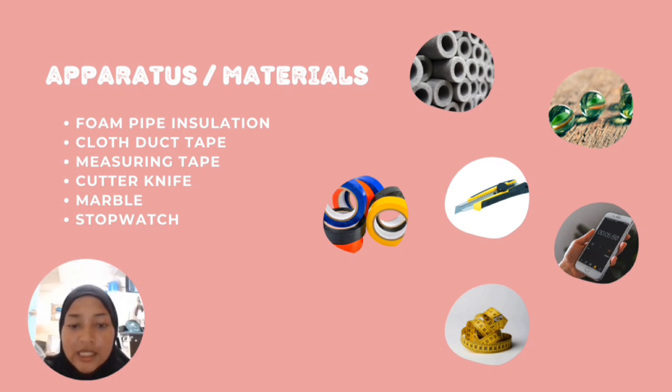To conduct this experiment, we use the following materials: foam pipe insulation, which we cut lengthwise to create a U-shaped track for the roller coaster; cloth duct tape, used to securely connect the track sections and ensure smooth transitions; a measuring tape for accurate height measurement; a cutter knife for shaping the foam; a marble as our rolling object; and a stopwatch to record the time it took for the marble to travel a fixed distance. These materials allowed us to simulate a roller coaster environment and explore how potential energy is converted into kinetic energy.